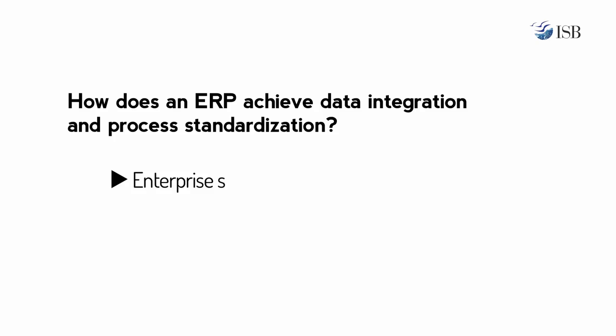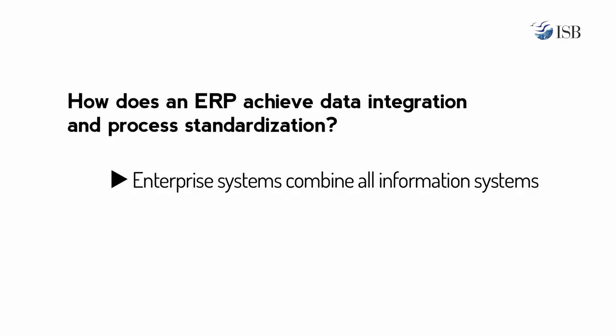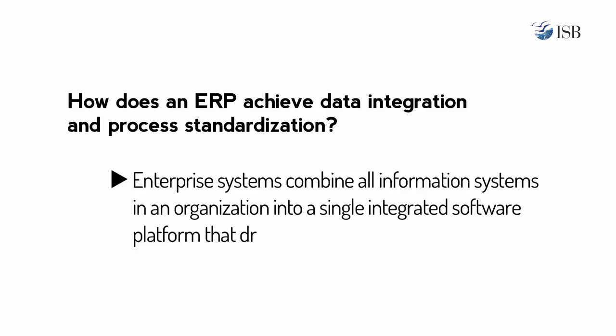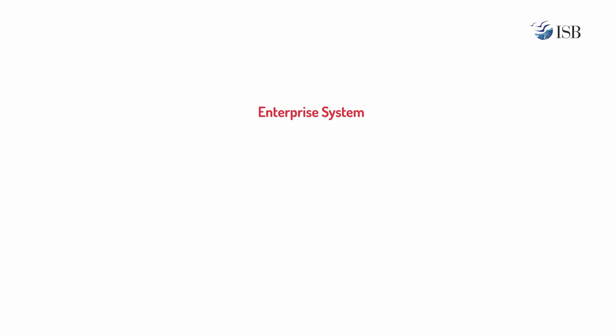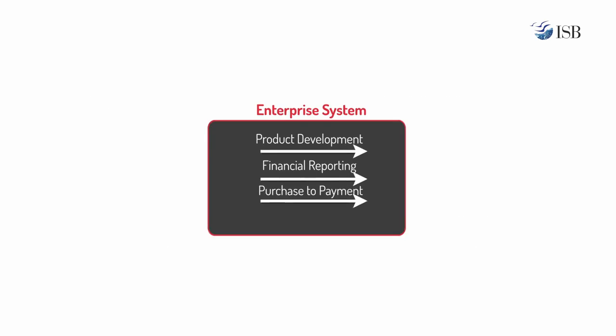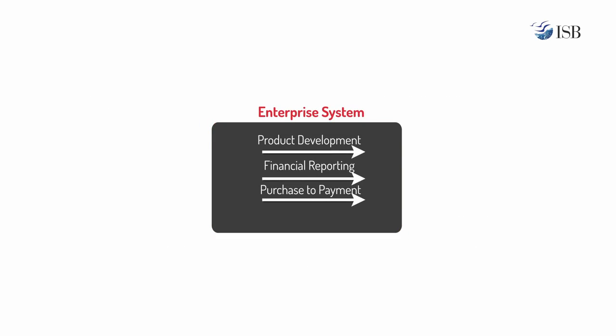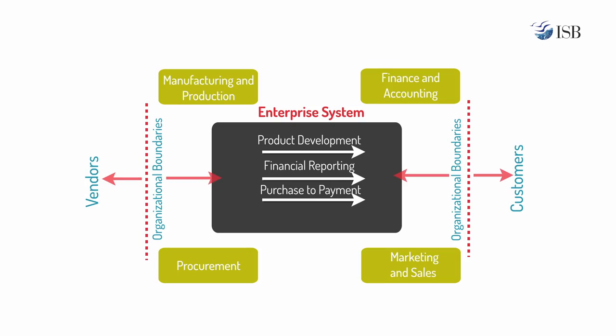Well, enterprise systems combine all information systems in an organization into a single integrated software platform that draws on two important features. First, a centralized database. A centralized database that is shared across the units that need to be integrated. This ensures that all the units that need to be integrated are acting on the same data.